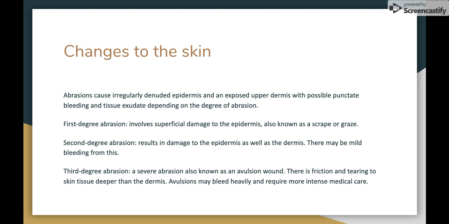In third-degree abrasions, which are more severe, there is friction and tearing in the skin tissue deeper than the dermis, and it's also known as an avulsion wound. And avulsions can bleed heavily and may require more intense medical care.